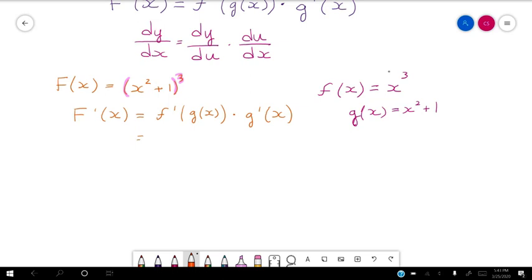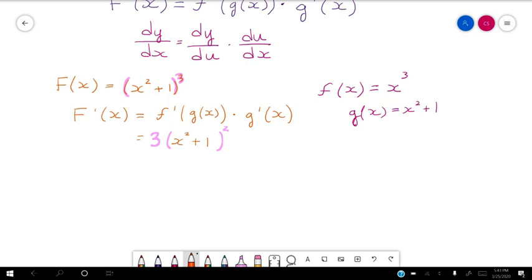What's the derivative of x cubed? We bring down the exponent and subtract 1, so 3x squared. So over here we're going to bring down our exponent and then subtract 1 for the new exponent. But then our formula is telling us that g of x, the inside function, is still inside. So x squared plus 1. Okay, so that's the first part.